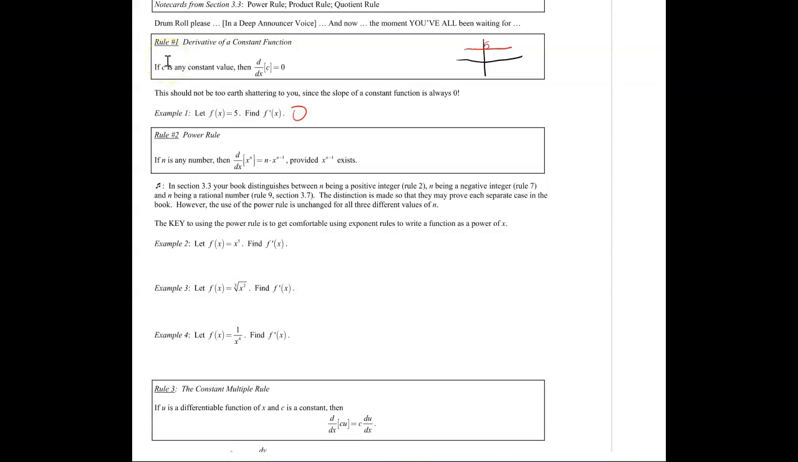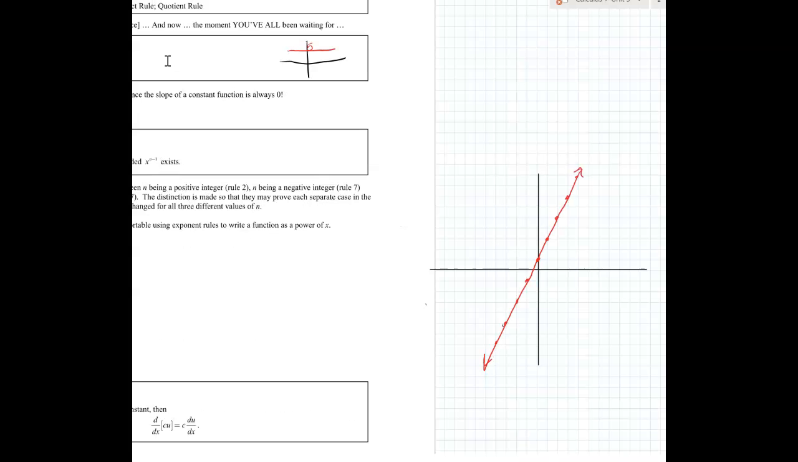Alright, the next we have the power rule. It says if n is any number, then d over dx of x to the nth is equal to n times x to the n minus 1, provided that n minus 1 exists. The reason why this happens is, let's say I've got this line that we've known since Algebra 1: y is equal to 2x plus 1. Well, we were told back in Algebra 1 that the number sitting out in front of x is my slope, because that's my m. And we've been told that for a very long time.